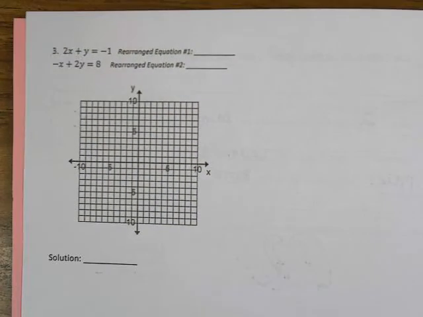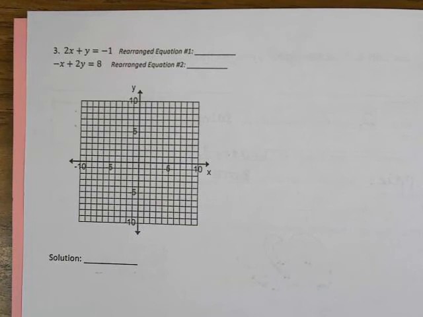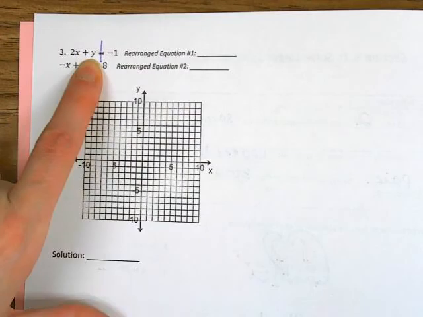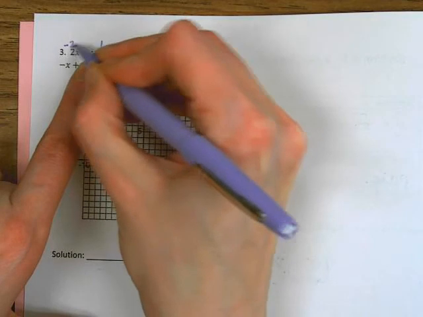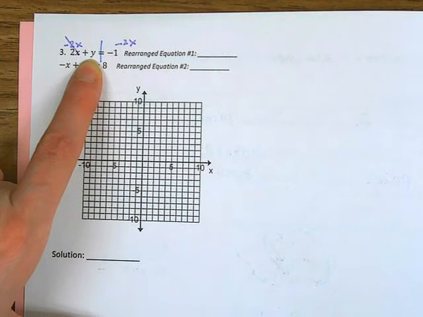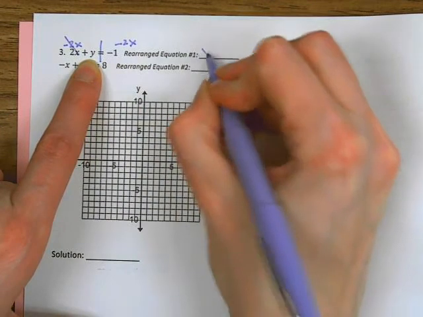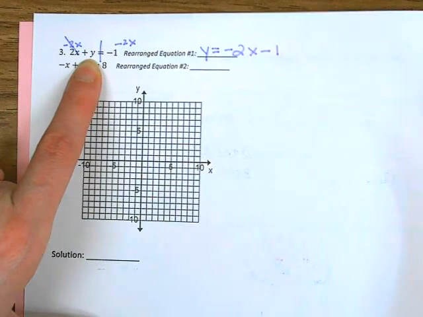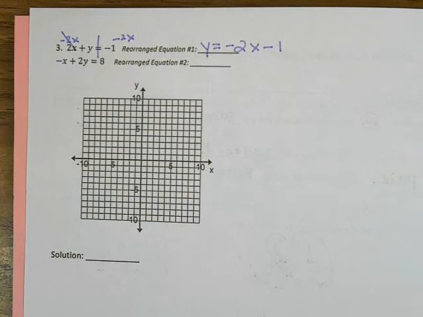Okay, now this one's a little bit harder because we have to rearrange first into y equals mx plus b form. So if you guys remember to draw your wall, if you want to get y alone, we're going to have to minus the 2x to the other side. So the first equation is y equals negative 2x minus 1. We're trying to get y alone. Hopefully you guys remember that.